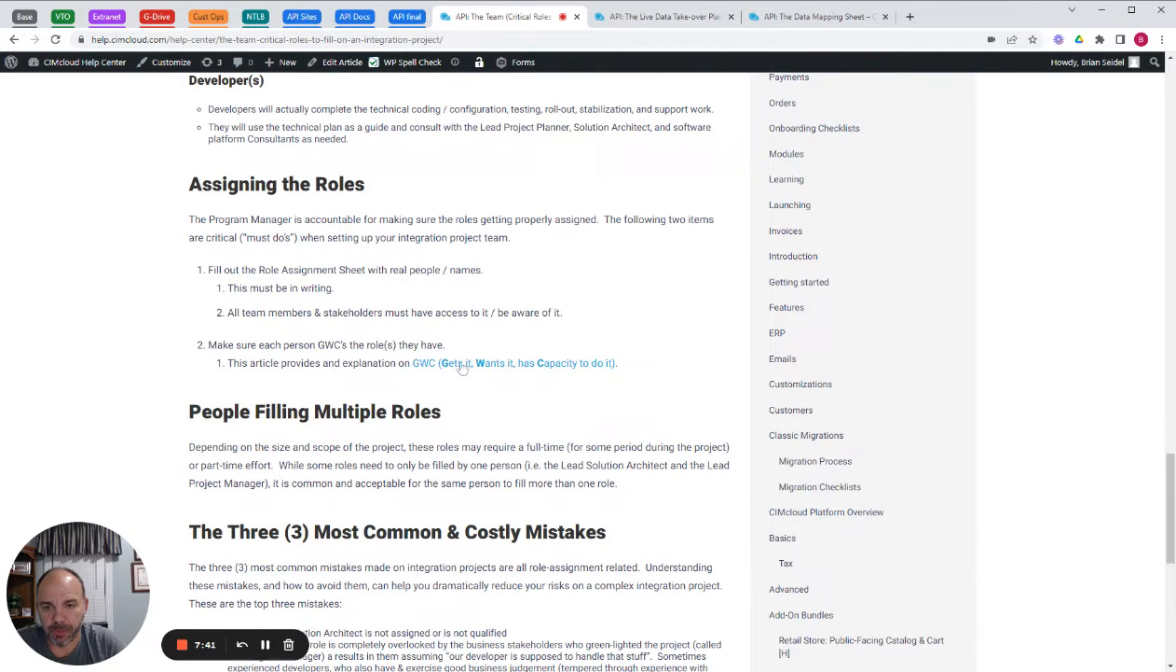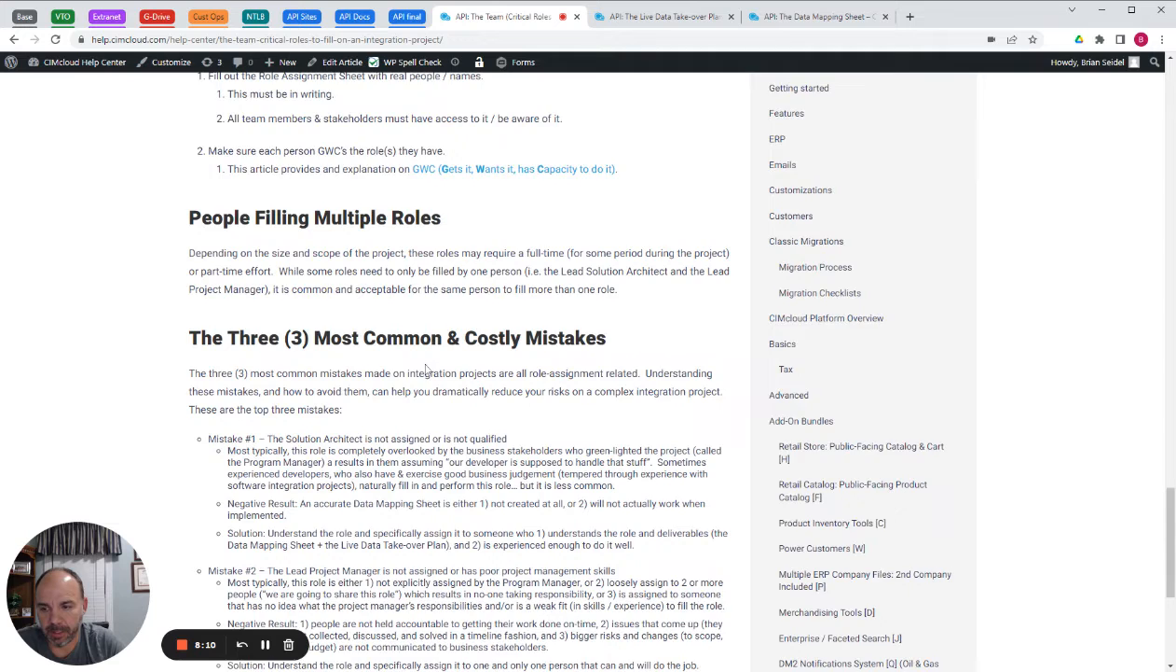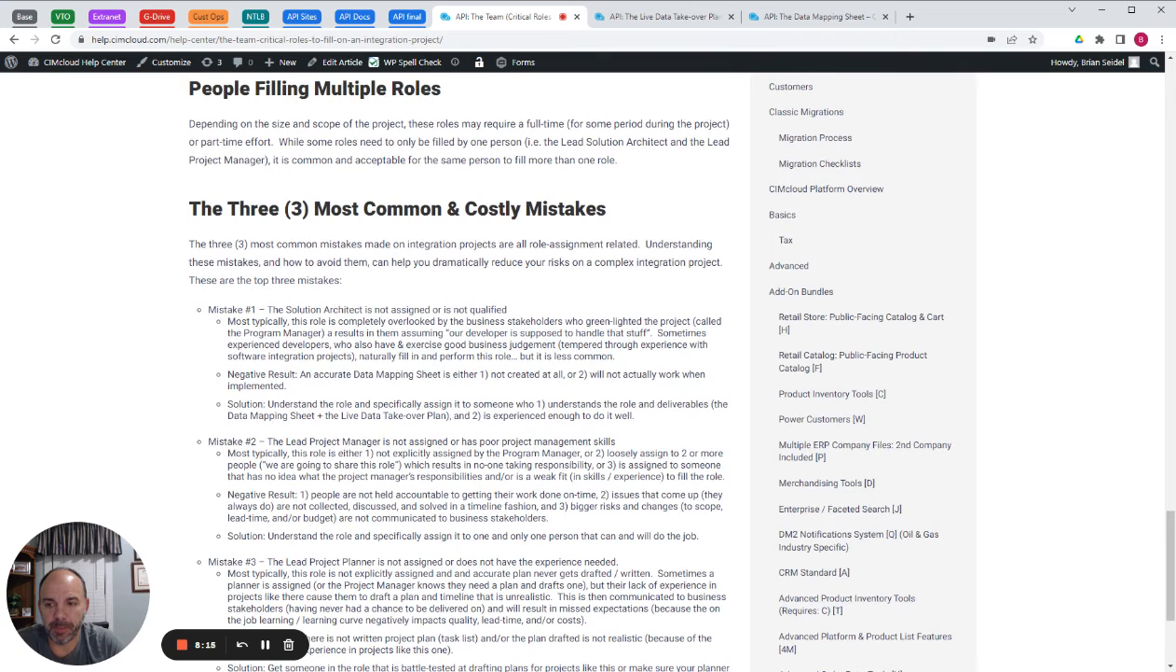And then each person must have what we call GWC. We stole this from another framework, but they get it, they want it, and they have the capacity to do the job. They've got to be a resounding or enthusiastic yes on all three of those. If you're iffy on it, you have the wrong person in the seat. If you're in one of those seats and you're iffy on GWC in the role, you need to communicate that up to the project manager or program manager, and either learn to fill that gap with the GWC or work with them to get someone that can adequately do the job. People can fill multiple roles, as I said. That's acceptable. They can wear more than one hat.